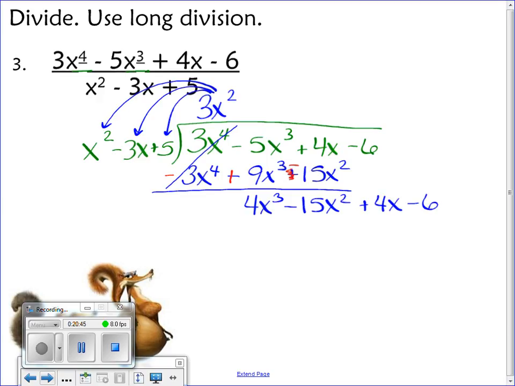So just be careful. Some teachers teach you to put zeros, like 0x squared, as a placeholder in there. To me, it just gets way more confusing when you start throwing that stuff in there. Okay, so just be careful. If they're not like terms, just bring it all down and put them in the right order.